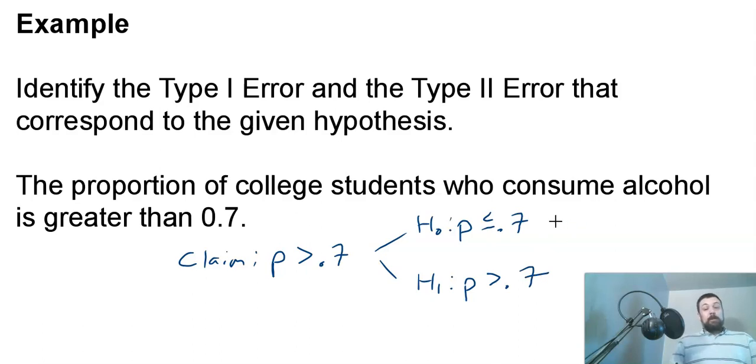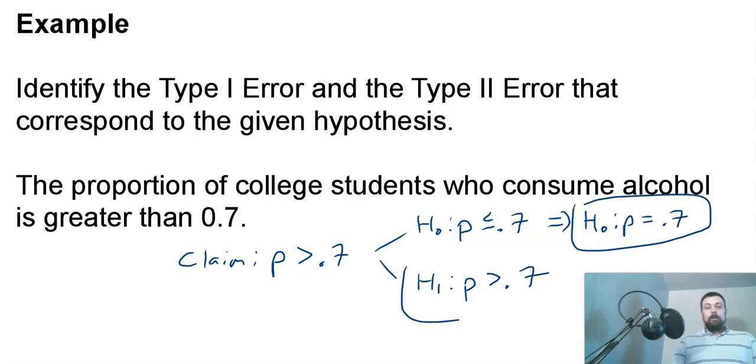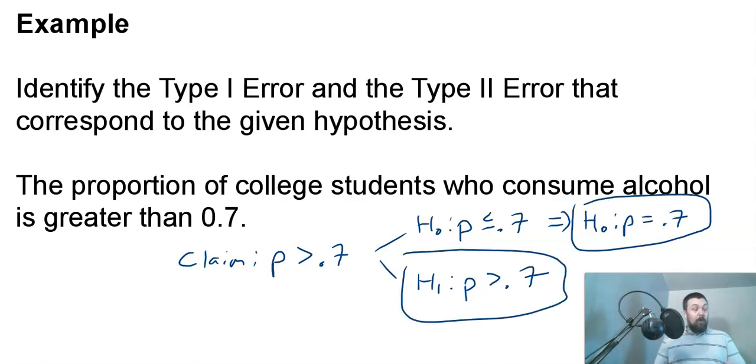Now for the purposes of my stat lab, they're going to ask you to simplify that, and so the null hypothesis becomes p equals 0.7. So that's what you end up using as the null hypothesis. I might have said the wrong thing a minute ago. The alternative will still stay p is greater than 0.7.